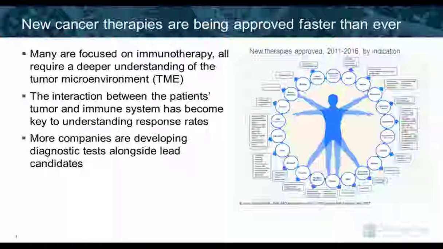So as most of us know, new cancer therapies are being approved faster than ever. And while many are focused on immunotherapy and antibody-based therapeutics, they all require a deeper understanding of the tumor microenvironment. It has become clear that even small molecule inhibitors can be affected by conditions within the TME, and that understanding these conditions is key to predicting response rates and efficacy of all cancer treatments. The current understanding of the interaction between the patient's immune system and tumor has led many companies to develop biomarker-driven diagnostic tests alongside lead drug candidates. Many of these diagnostic tests today are based in singleplex chromogenic IHC.